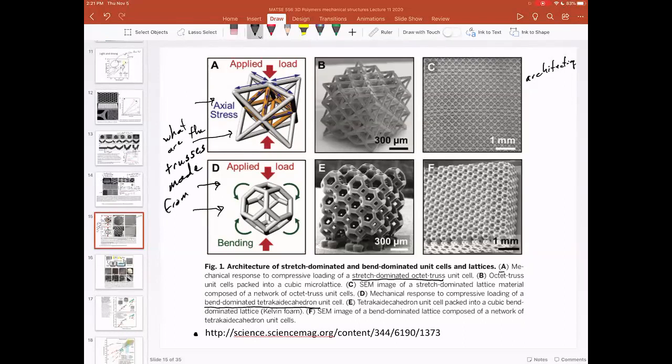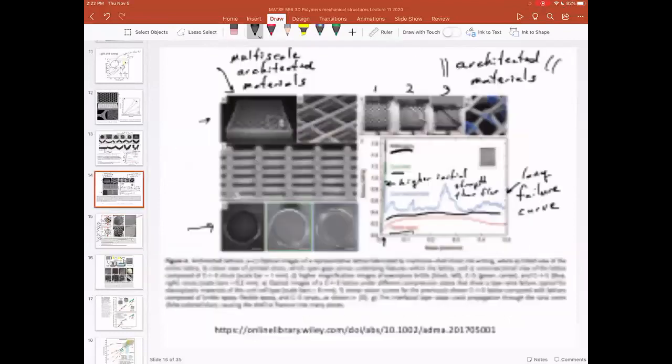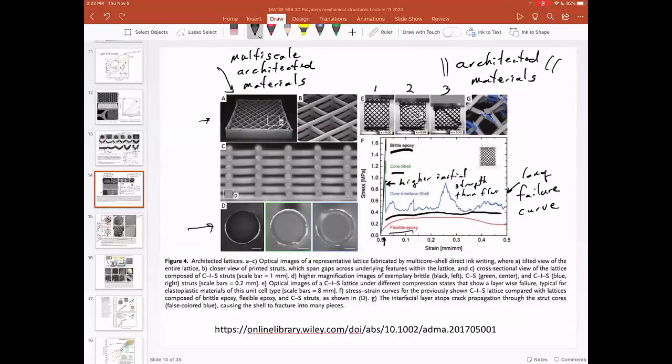What are the trusses made from, and what is the internal structure? So going back to this idea of a hierarchy of material design, maybe the trusses are core shell, or as you'll see, the trusses will be hollow in one of these cases. And how does that roll up into the macro scale structure? So very similar type of idea as to this paper right here.